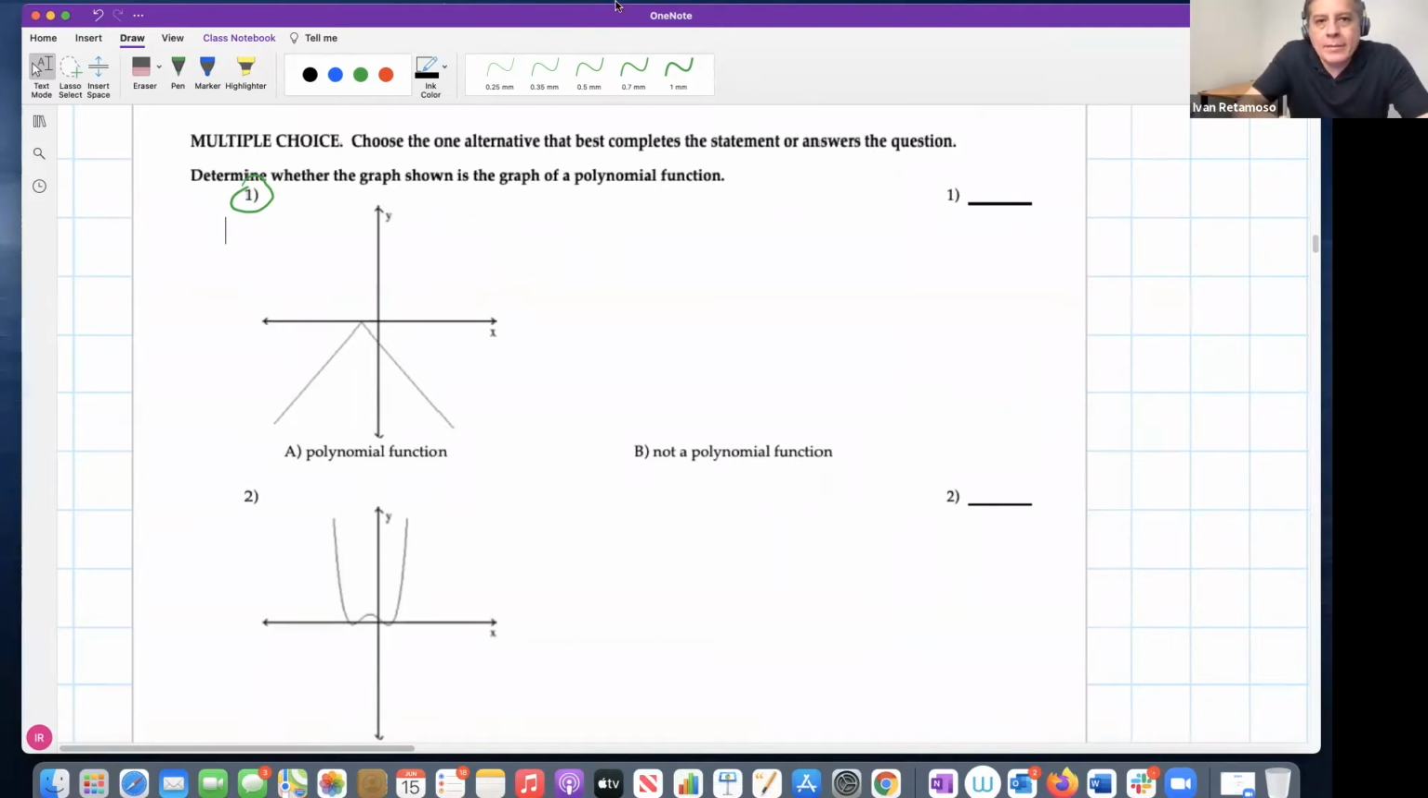Very good. And if possible, write there the justification of why it's not a polynomial function, right? Great, Jing. Excellent. Jing, if you don't mind, could you write on the chat why this is not the graph of a polynomial function? What's wrong with this for it to be the graph of a polynomial function?